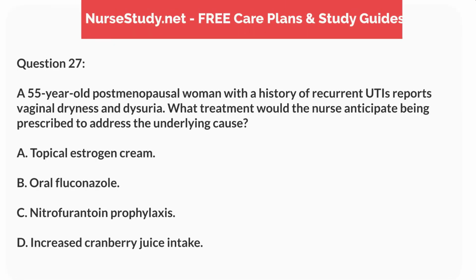Question 27. A 55-year-old postmenopausal woman with a history of recurrent UTIs reports vaginal dryness and dysuria. What treatment would the nurse anticipate being prescribed to address the underlying cause? A. Topical estrogen cream. B. Oral fluconazole. C. Nitrofurantoin prophylaxis. D. Increased cranberry juice intake.